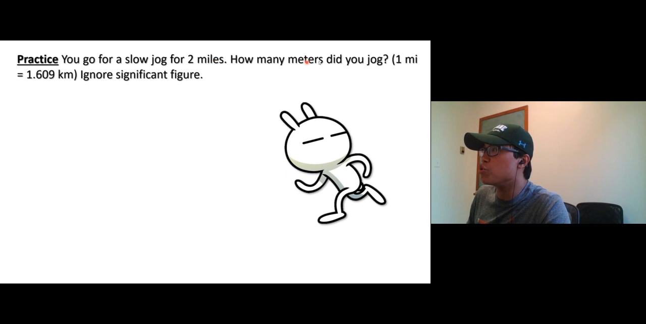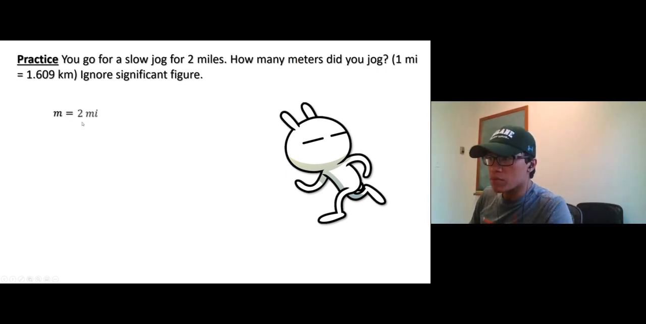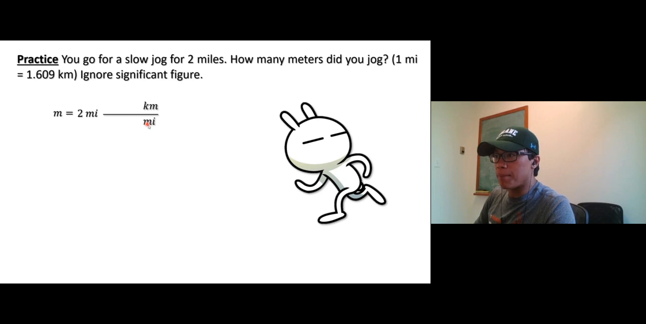So miles to meters. Right now we have 1 mile is 1.609 kilometers. So you can convert mile to kilometer and kilometer to meter. Start with the unit we want, which is meter, and what we have is 2 miles. Let's do miles to kilometer first. I'm going to put miles at the bottom, kilometer at the top. So mile will cancel with mile later. What's the unit conversion here? 1 mile is 1.609 kilometers.